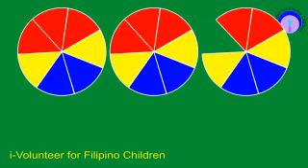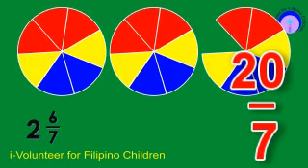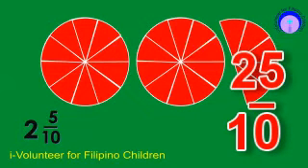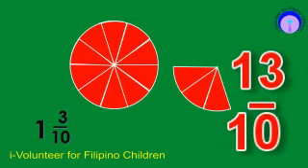Can you convert this mixed number into its improper fraction? The improper fraction is 20/7. Can you convert this mixed number into its improper fraction? The improper fraction is 25/10. Can you convert this mixed number into its improper fraction? The improper fraction is 13/10.